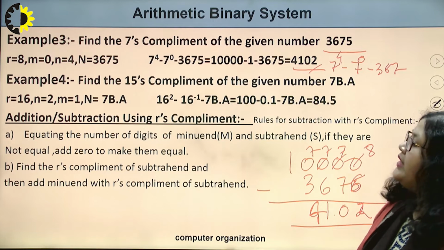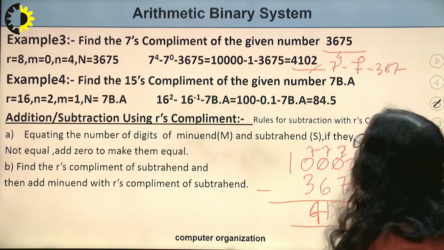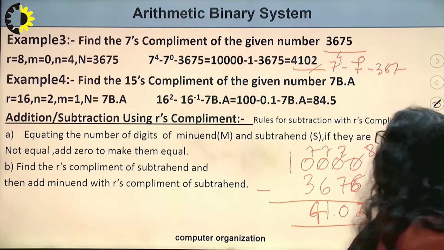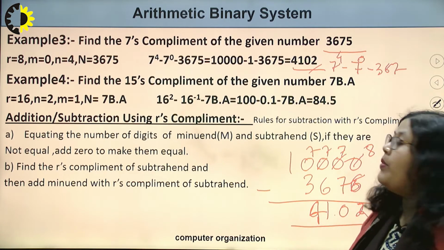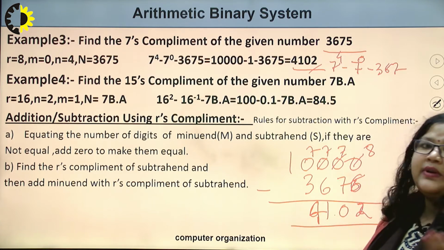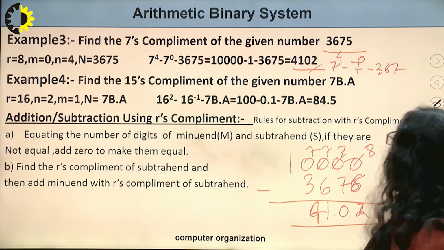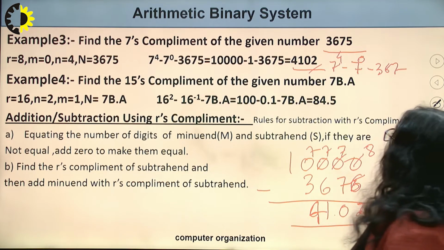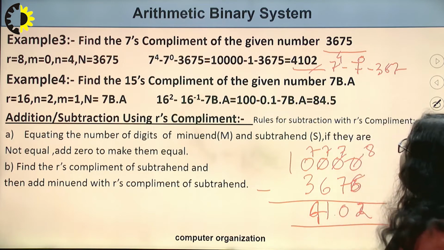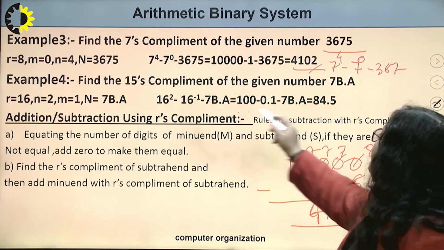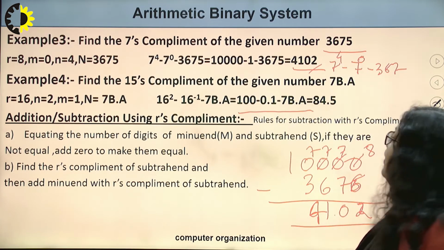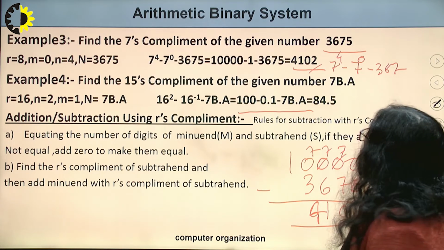Now the next question is, find the 15's complement of the given number 7B.A. So first we have to convert this number to the r minus 1's complement form. It is basically r to the power n minus r to the power minus m minus N. So it is 16 to the power 2 minus 16 to the power minus 1 minus 7B.A. After the conversion, it is 100 minus 0.1 minus 7B.A.